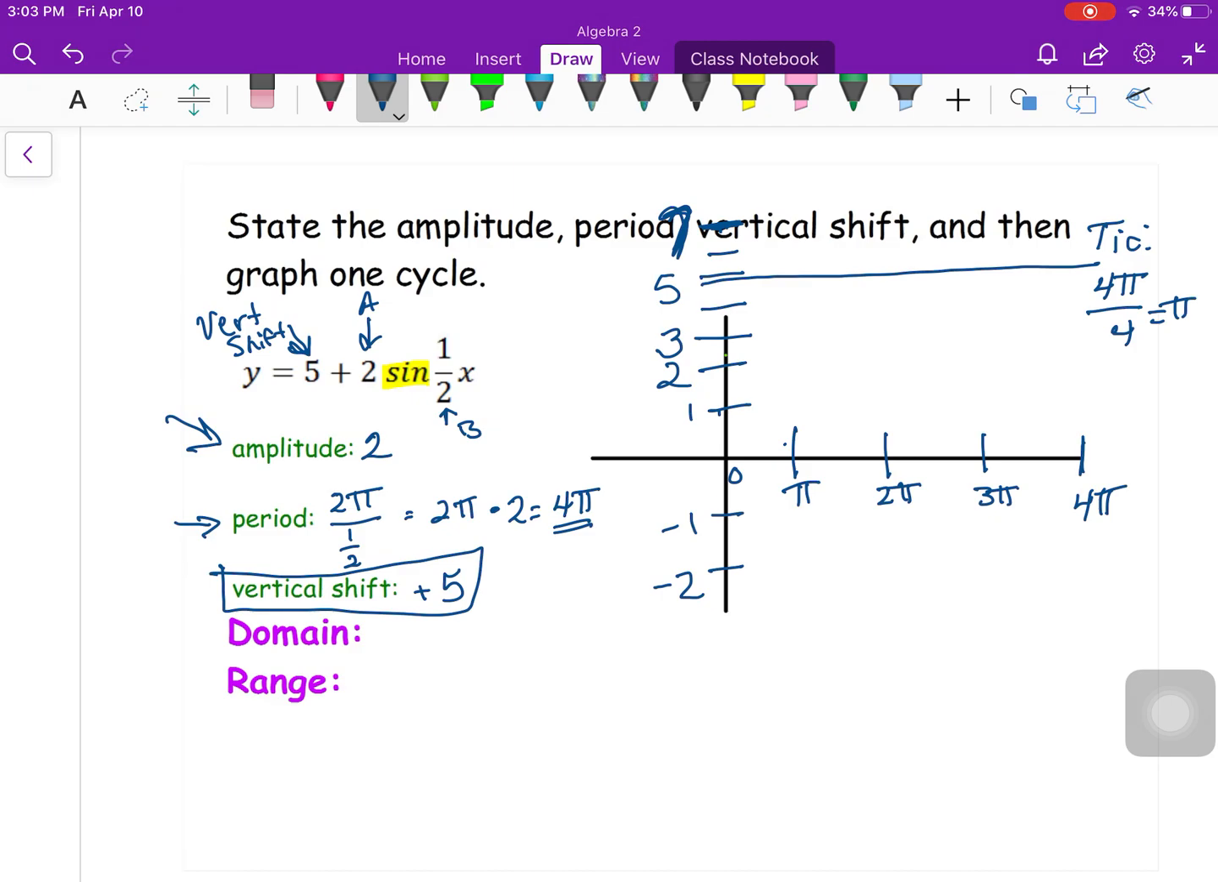So now I'm ready to plot my points. Sine begins at (0, 0). Well, here is my new origin. So when I plot my points, (0, 0) at the new origin, and then I go up, back to 0, down, back to 0. So that means my domain is all reals because it'll cyclically continue on. My range went from 3 to 7: 3 is less than or equal to y, which is less than or equal to 7.